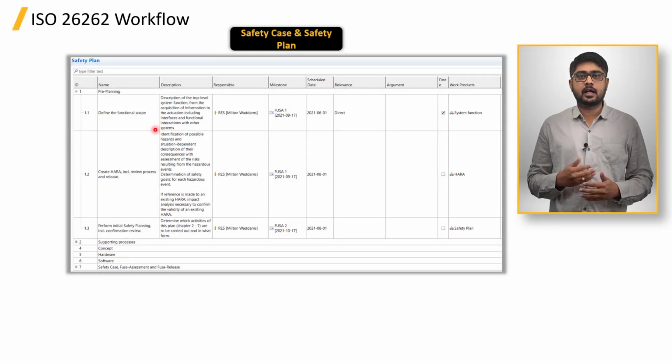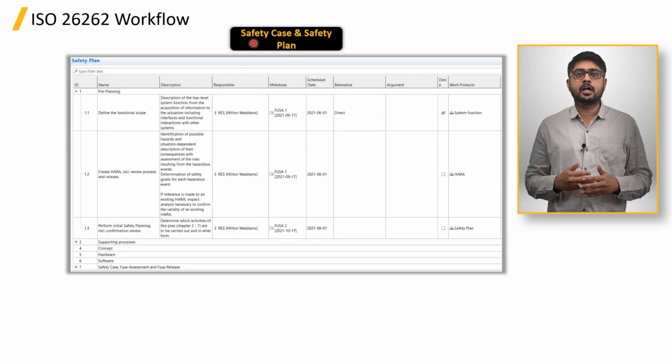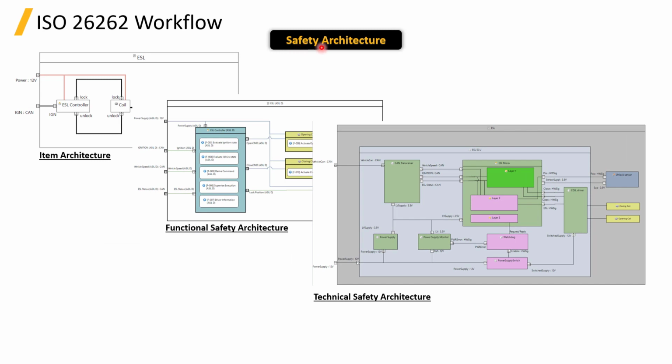A safety case is an argument that demonstrates the achievement of functional safety for items or elements. It is supported by evidence compiled for the work products of activities during the development process. A safety architecture is a collection of elements and their interactions designed to meet safety requirements. These architectures are defined at various levels, including item, function, technical, hardware, and software.